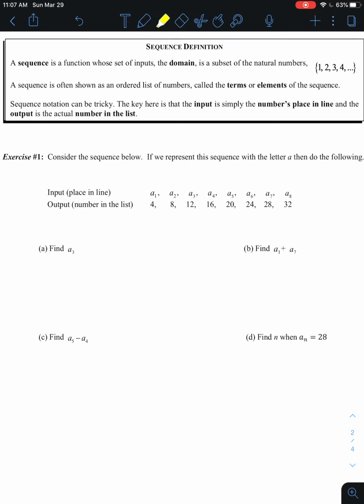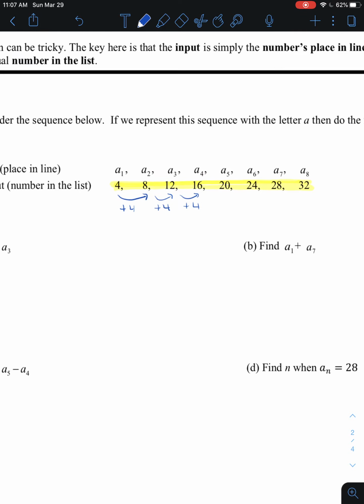So as I'm describing these definitions, I want you guys to look down here because I'm going to talk about the sequence down here. So look at this sequence below. And if you see, it's going from 4, then to 8, then to 12, then to 16. So the pattern here is add 4. You can keep adding 4 and you're going to get from one term to the next. So 4, 8, 12, 16, 20, 24, 28, and 32. These are the numbers that are in the sequence.